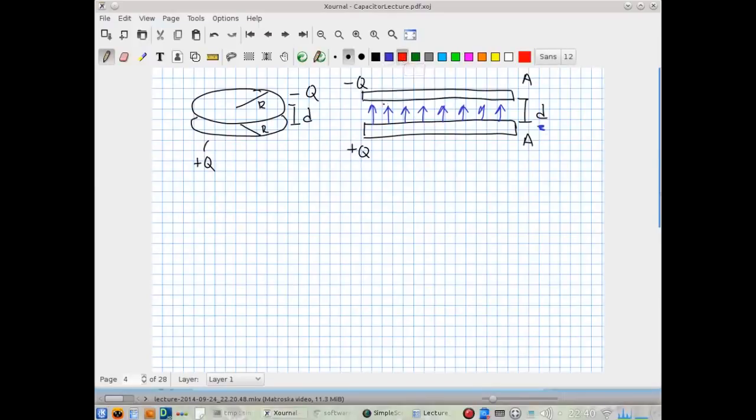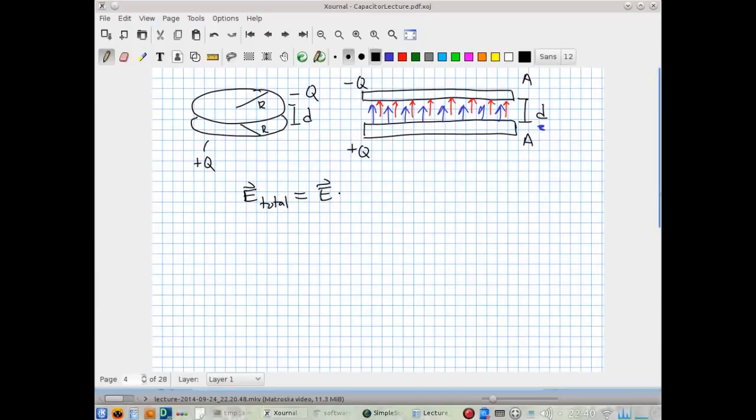Now, if we consider the same situation for the top disk, we also have an electric field there. But rather than pointing out from the disk, it points in toward the disk. And again, for the same reasons that the lower disk's electric field was uniform, the upper disk's electric field should also be uniform very close to the surface of the disk. Now we can very easily calculate what the total electric field is inside this space between the two plates, the two disks.